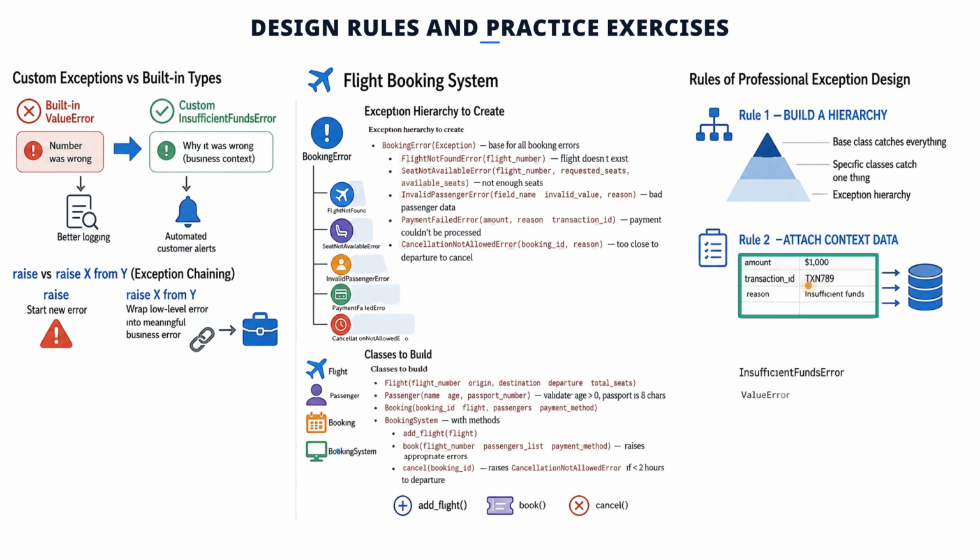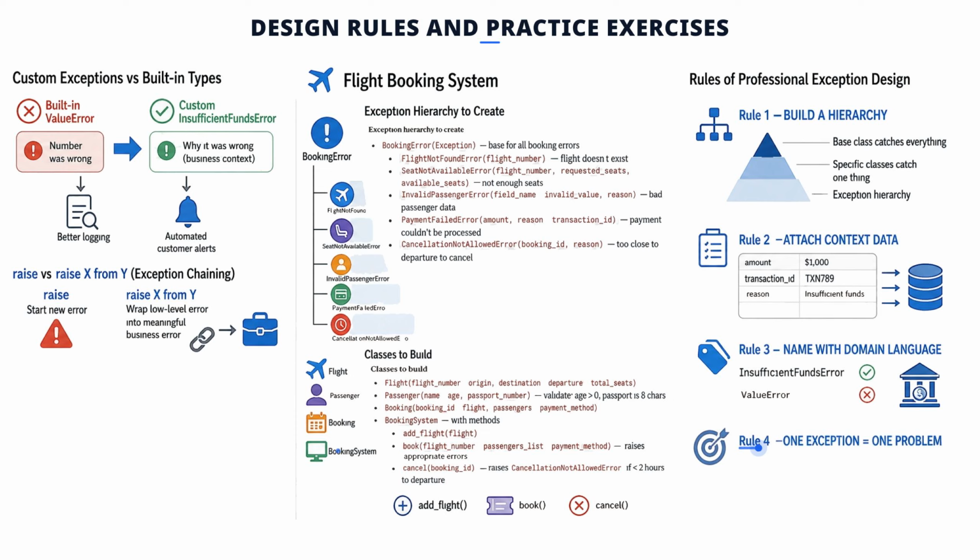Third, Rule 3, name with domain language. For example, insufficient funds error makes far more sense in a banking application than a generic value error. And fourth, Rule 4, one exception equals one problem. Instead of throwing a generic app error that gets reused for unrelated failures, create specific exceptions so you always know exactly what failed at this location with these specific values.